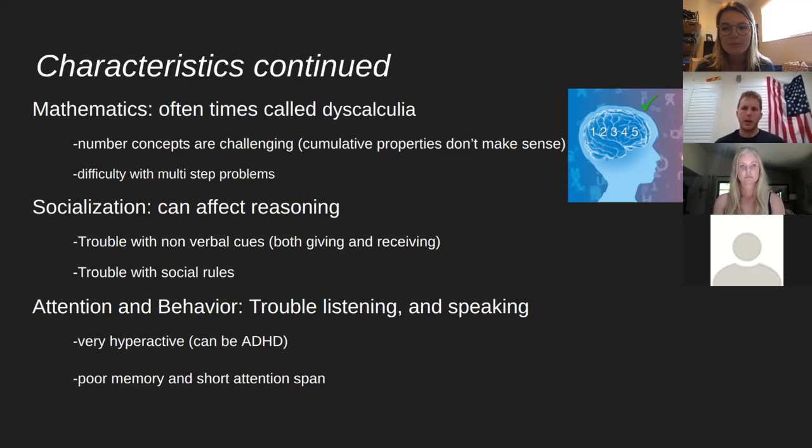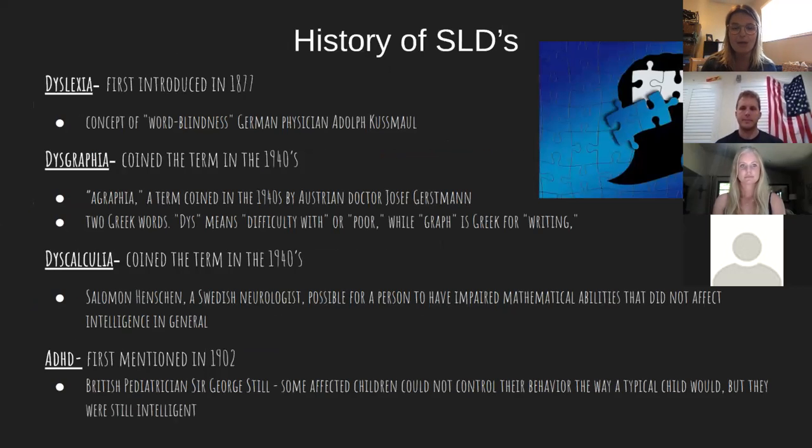So we're going to pass it over to Taryn, and Taryn's going to talk about the next step. Hey everyone, so I'm going to go ahead and introduce the history of specific learning disabilities. The first one that was spoken about was dyslexia. This was actually introduced in 1877, so the earliest of the four that we're going to be going over. This actually started as a concept called word blindness by German physician Adolf Kussmaul.